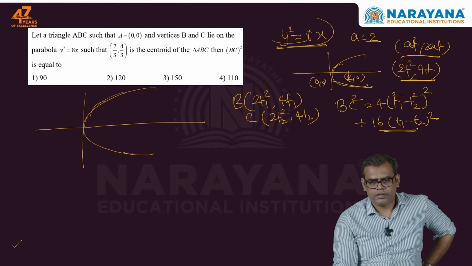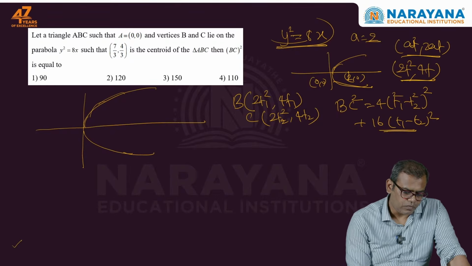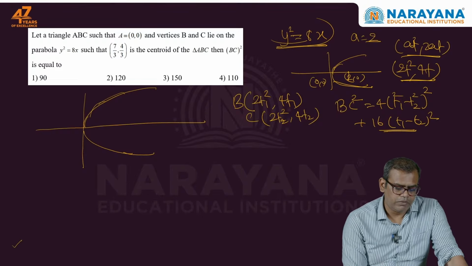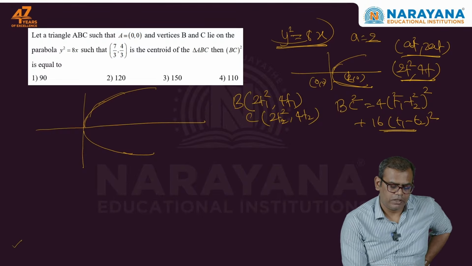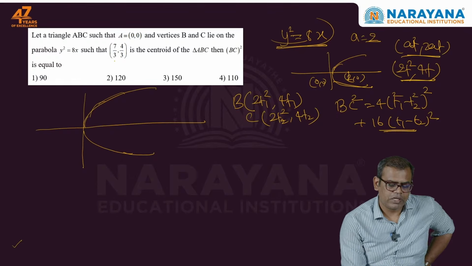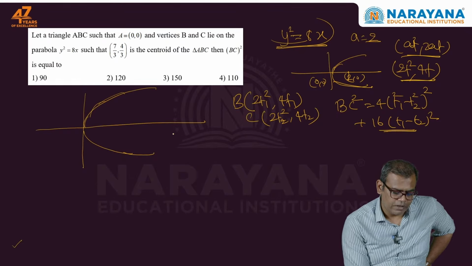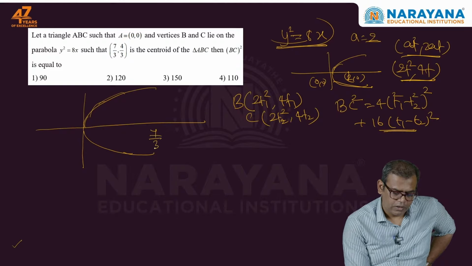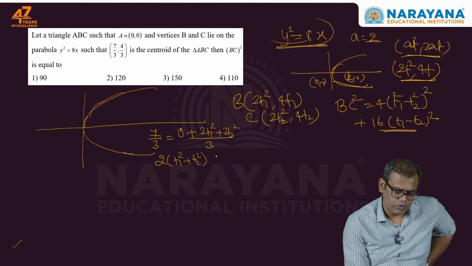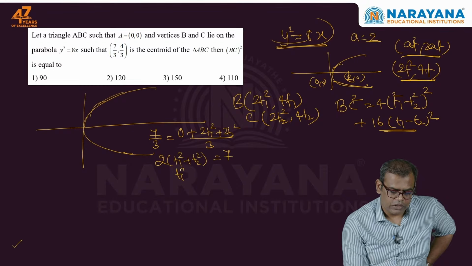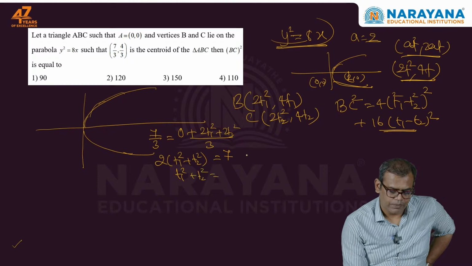So now we have to eliminate t1 and t2, right? What is it saying? One piece of information is given: (7 by 3, 4 by 3). Look at it, the denominator is 3, right? It is the centroid of triangle ABC. So 7 by 3 is equal to, here the abscissa of A is 0, and the sum is 2t1 square plus 2t2 square divided by 3. So finally, twice of (t1 square plus t2 square) is equal to 7, which means t1 square plus t2 square is equal to 7 by 2. This is one relation.